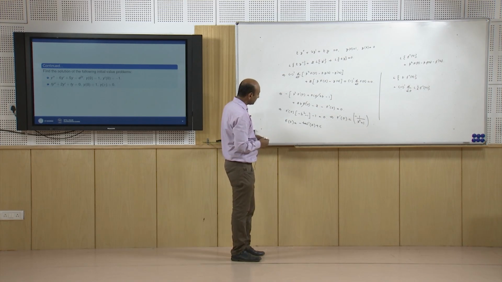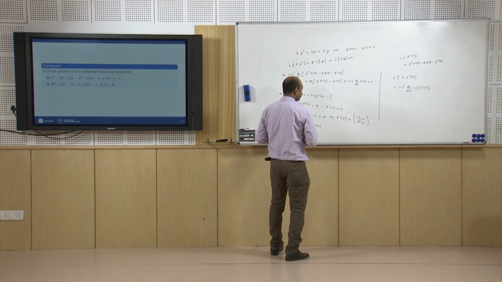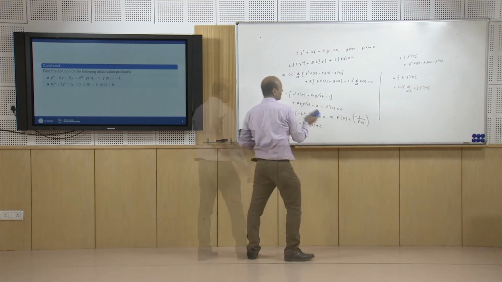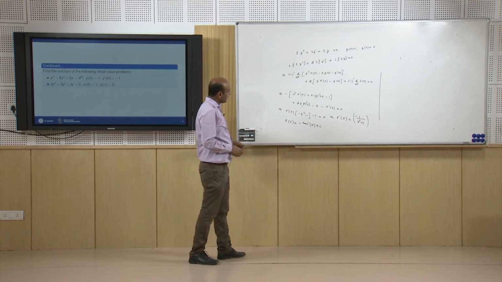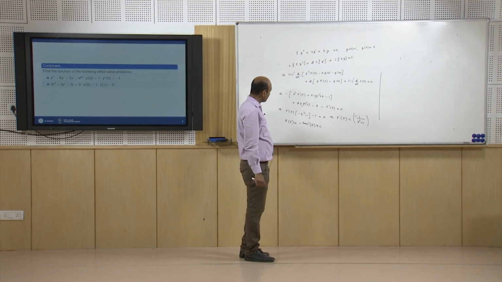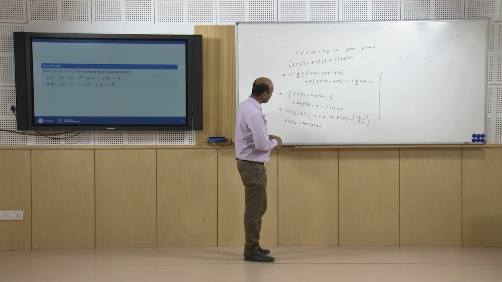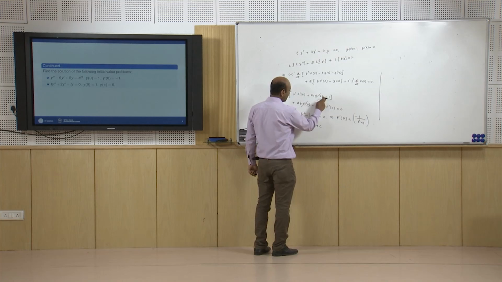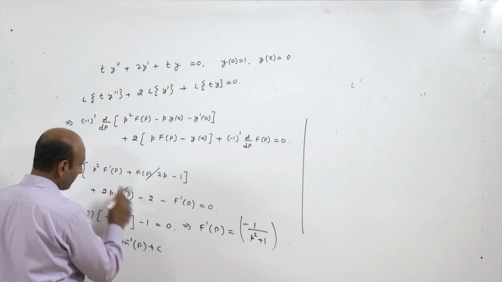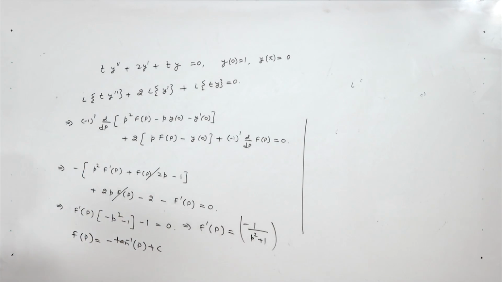So, F dash p into minus p square minus 1: it is minus minus plus 1, plus 1 minus 2 is minus 1, and it is 1 upon p square plus 1, and the integral of 1 upon p square plus 1 is tan inverse p plus c.